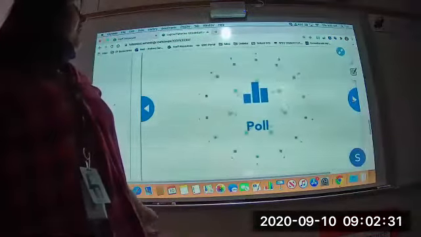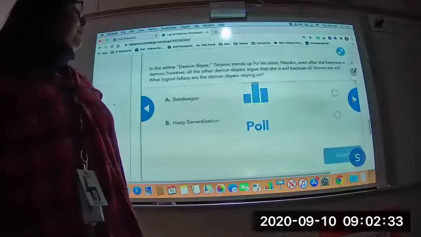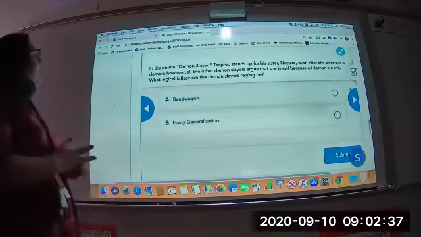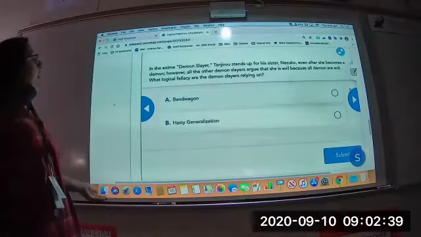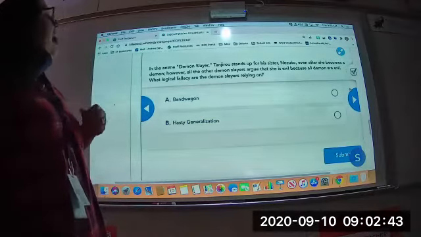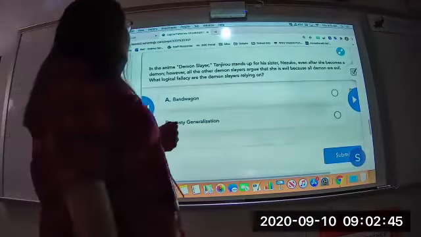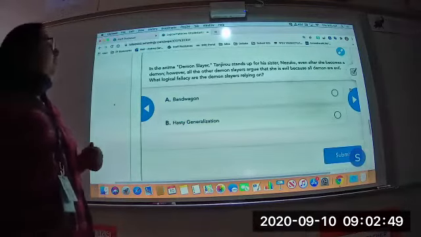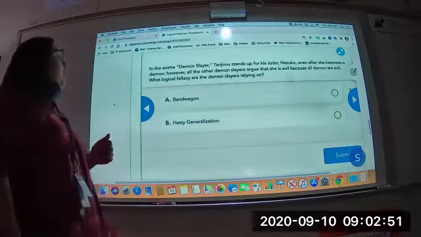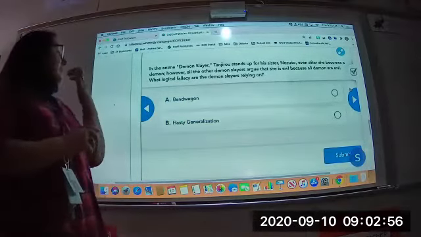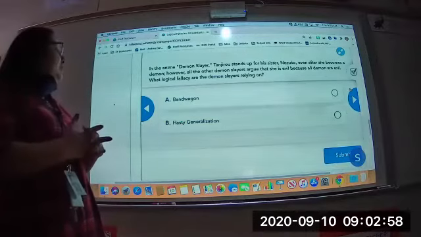So then you're going to take a poll. We'll go through this one together. In the anime Demon Slayer, Tanjiro stands up for his sister, Nezuko, even after she becomes a demon. However, all the other Demon Slayers argue that she is evil because all demons are evil. What logical fallacy are the Demon Slayers relying on? Hasty generalization or bandwagon?